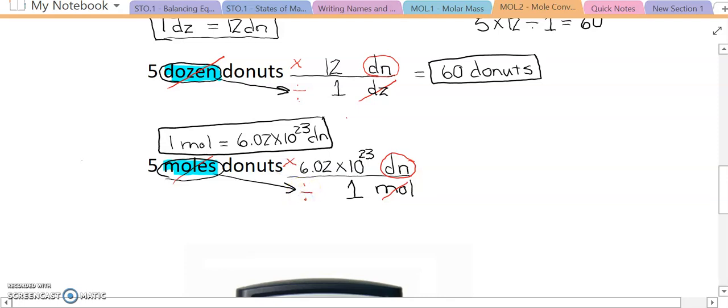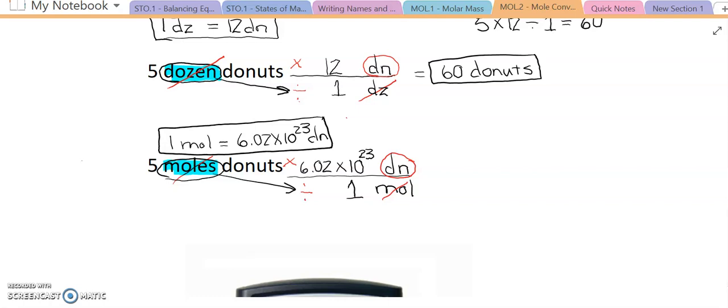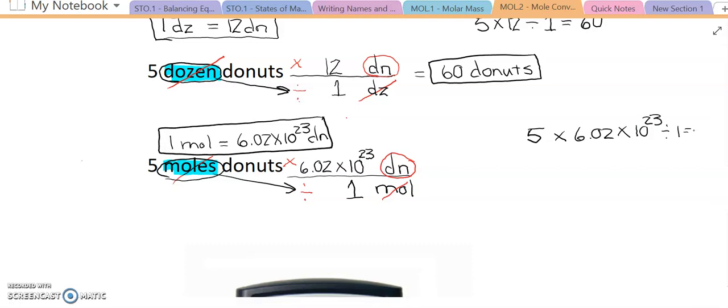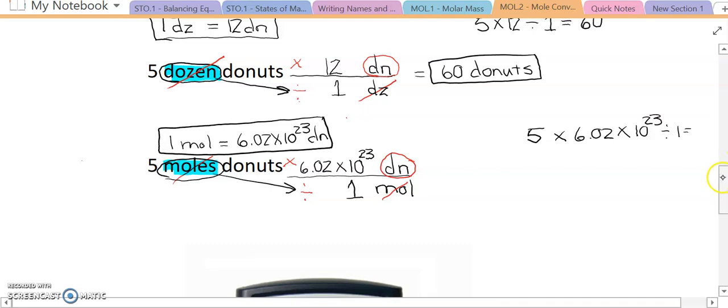Mathematically, I am still going to multiply anything on top, and I am going to divide anything on the bottom. But we need to take a little bit of a look at how to put this into your calculator, or you're going to have a lot of errors. So officially, I need to take this 5 times 6.02 times 10 to the 23rd, and I'm going to divide it by 1, and I'm going to hit equals. But if I put it in my calculator this way, I will definitely end up with some calculator errors in these problems.